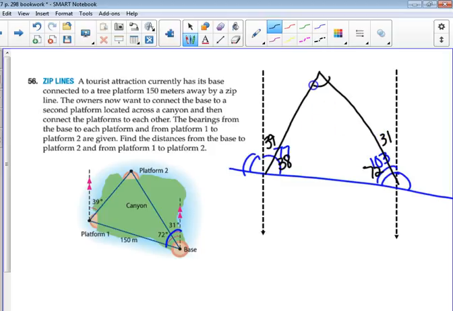Okay, now can we find this angle up here? 180 minus 38 and 72. I got 70 up there. Anybody else get that? For my crazy drawing? And we know this side is 150. So we need to find both this distance and this distance.